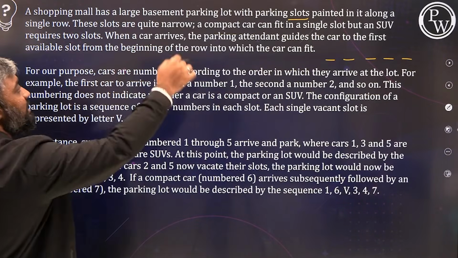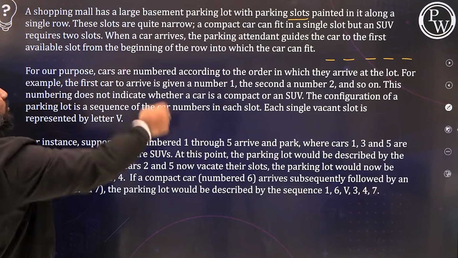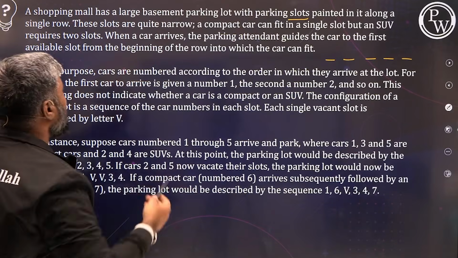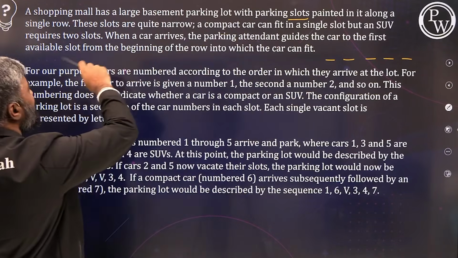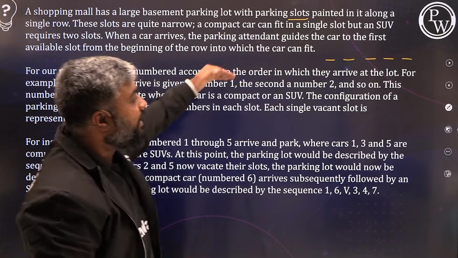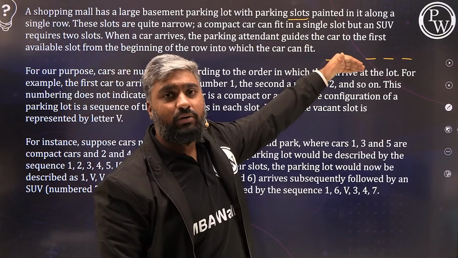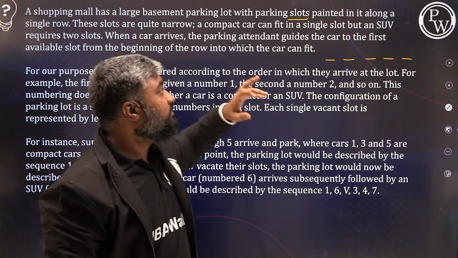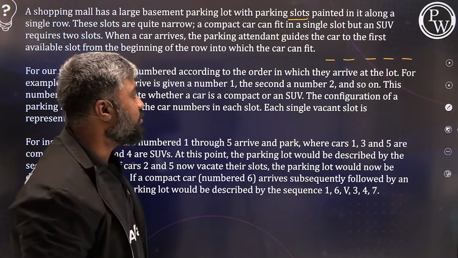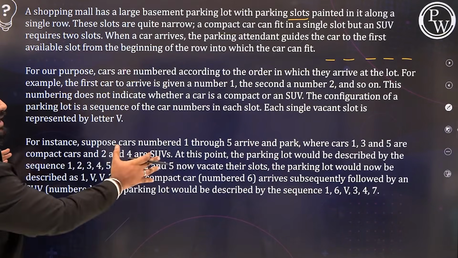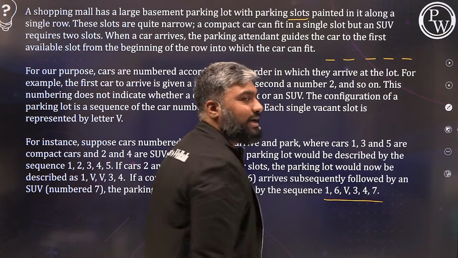ओके, स्लॉट्स आर क्वाइट नैरो. कॉम्पैक्ट कार कैन फिट इन अ सिंगल स्लॉट बट एन एसयूवी रिक्वायर्स 2 स्लॉट्स. यहाँ पे कंडीशंस आ गए. When a car arrives, the parking attendant guides the car to the first available slot from the beginning of the row. मतलब इधर से, for example if you're starting like this, इधर से फिल करना चालू करेगा, but for an SUV 2 would be required, for a small car 1 slot would be required, and so on. ठीक है? तो यहाँ पे conditions दिए हुए हैं with respect to that. This is the sequence. Yes, the idea is to arrange it.